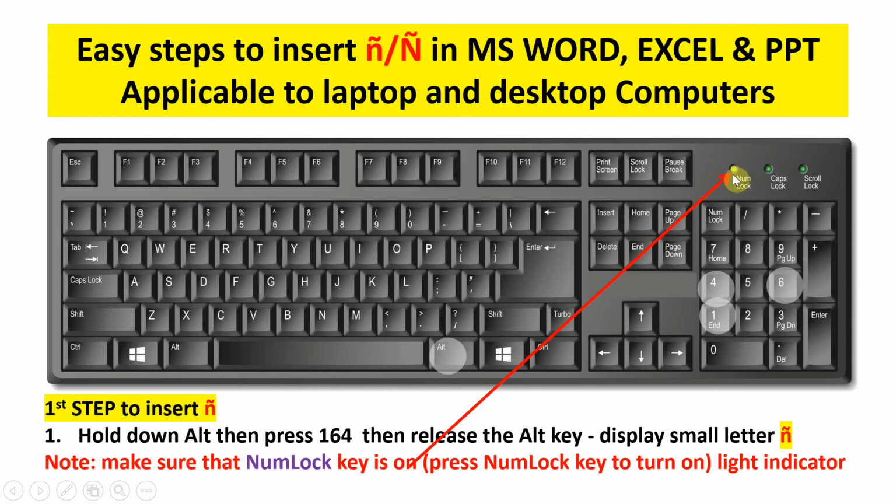So if the light is on, meaning you can now hold down the Alt. Down meaning you press, do not release, and then press 1, 6, 4, then release Alt. Okay, then that will display a small NYE. So for capital NYE, you can hold down the Alt, make sure that the numlock is on also, then press 1, 6, 5, then release the Alt to display the capital NYE.